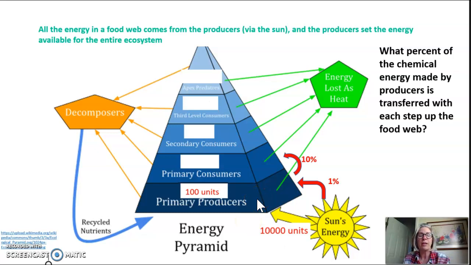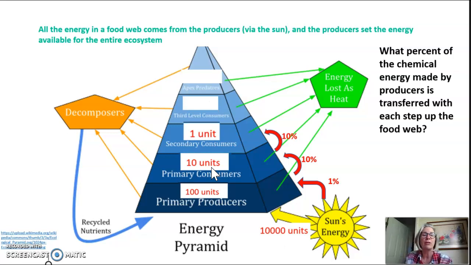The primary consumers then are only able to get 10% of the energy from the primary producers. That means my primary consumer would have 10 units of energy. Even though the sun started with 10,000, 100 of that was able to be transformed into chemical energy by the primary producers, and then only 10% of that was able to be transformed into more chemical energy by the primary consumers. So we're down to 10 units of energy. The secondary consumers, again, can only transform 10% of the energy from the primary consumers, meaning that the secondary consumers only have 1 unit of energy.